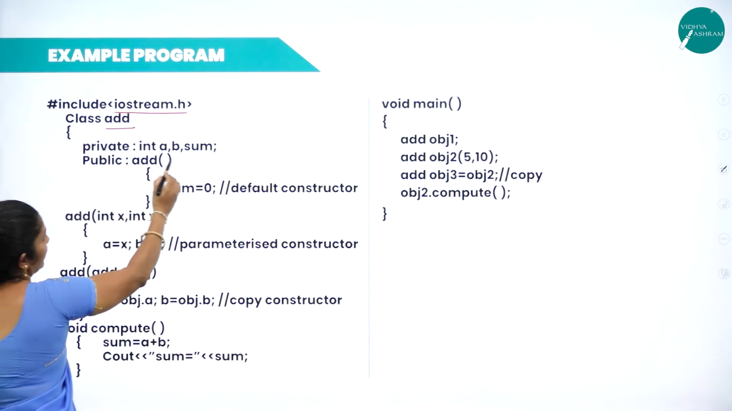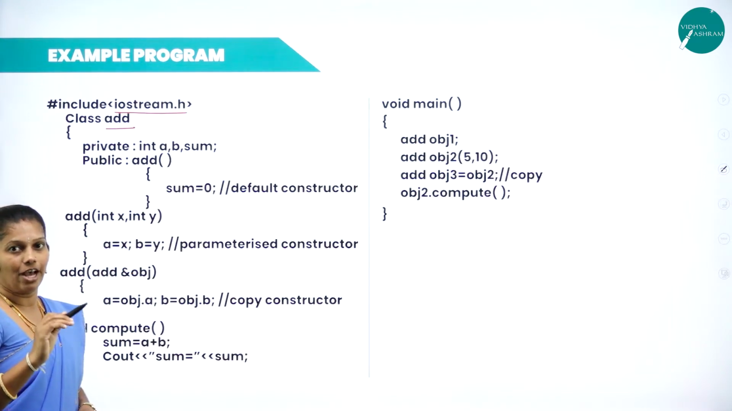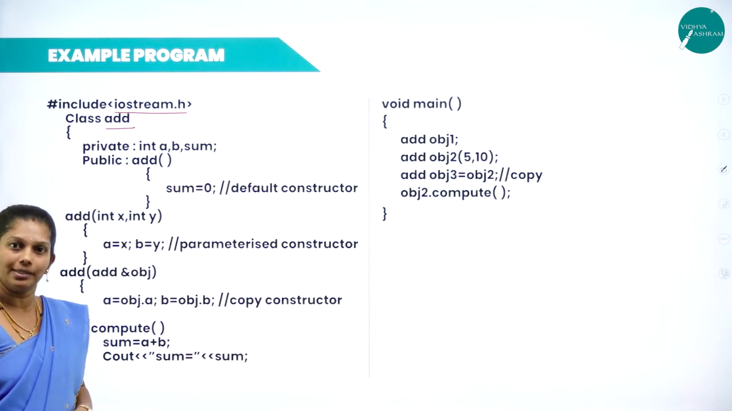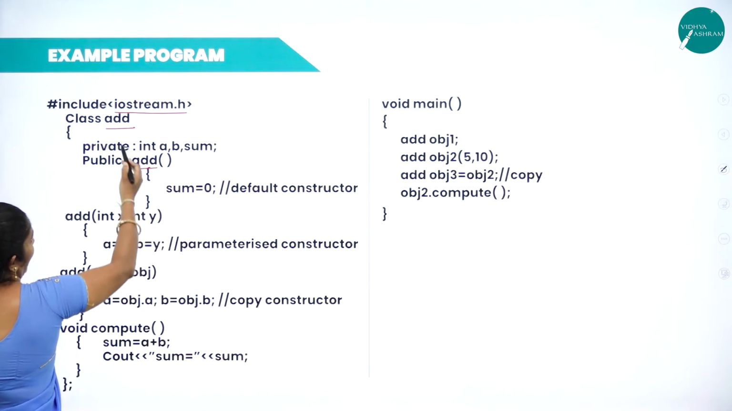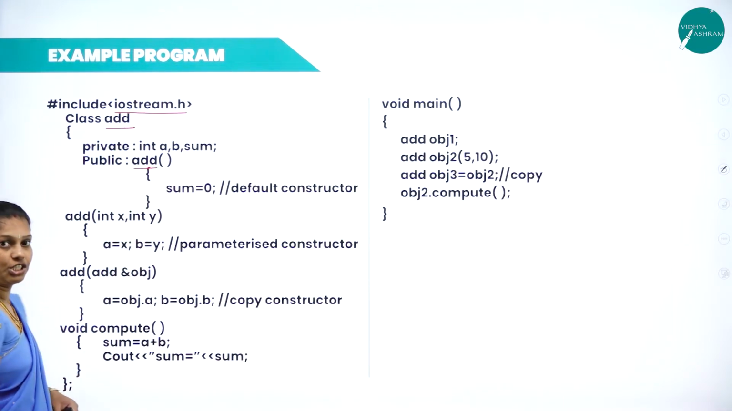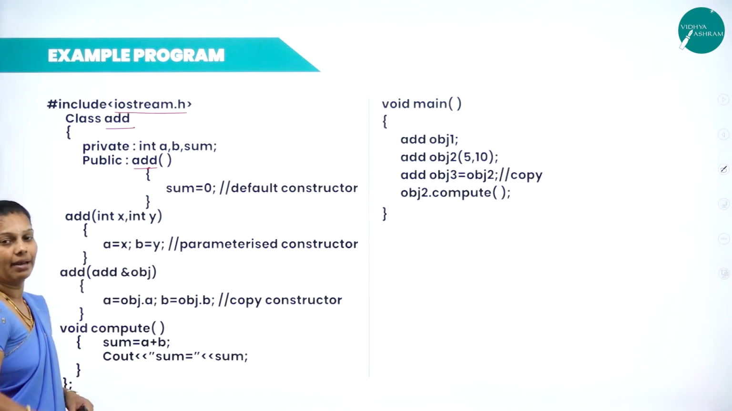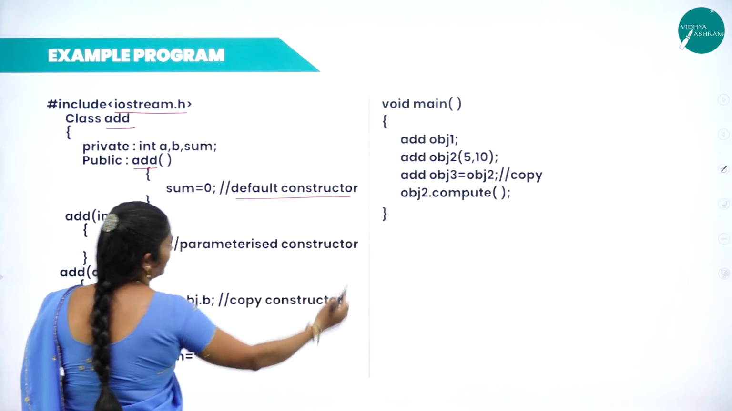In the private section, we are declaring the variables a, b as well as sum. a and b are the values which I want to input, and sum is the variable where I can store the result. Then, in the public section, one function I am taking, add. The class name is add, and the function name is also add here. But here if you observe, we have written empty parentheses, which means that it is a default constructor.